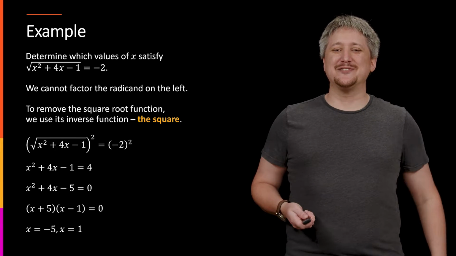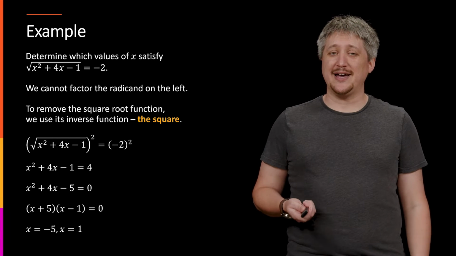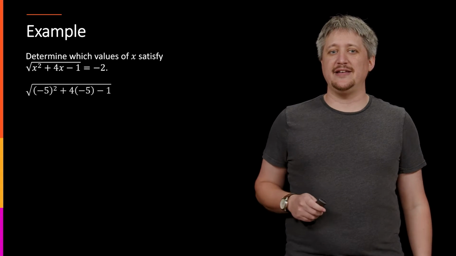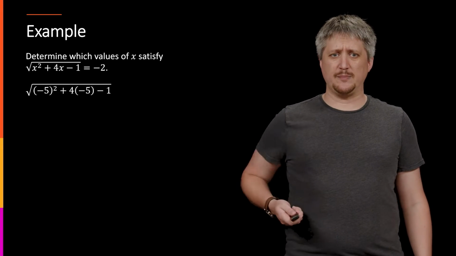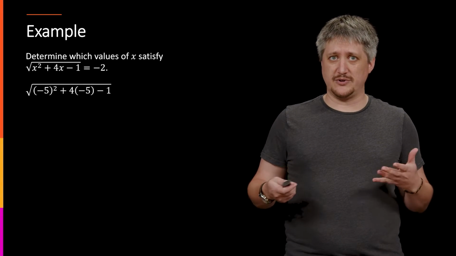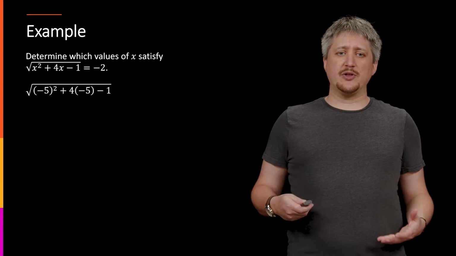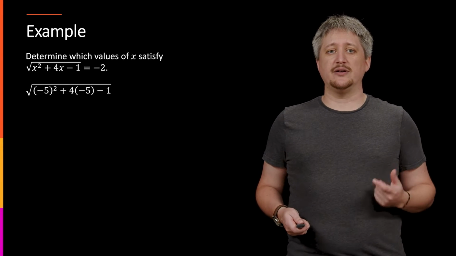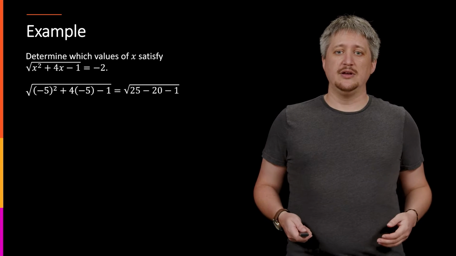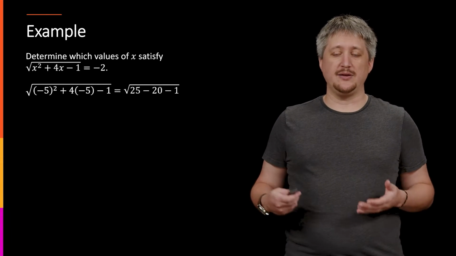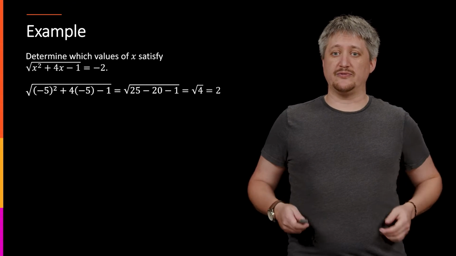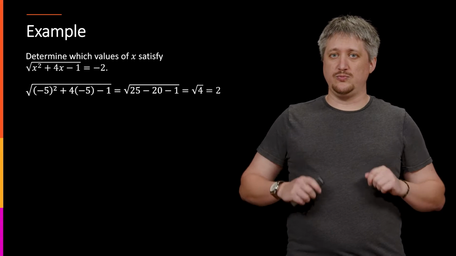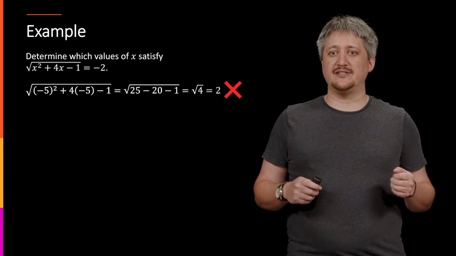So let's look at those values, but let's plug them in and see what happens. Here I have the square root of x squared plus 4x minus 1, and I want it to be negative 2. So if I plug in negative 5, that was one of my solutions, I'm going to do negative 5 squared plus 4 times negative 5 minus 1. So that's 25 minus 20 minus 1. That's 4 inside the square root. The square root of 4 is 2. Well, that's maybe not great.